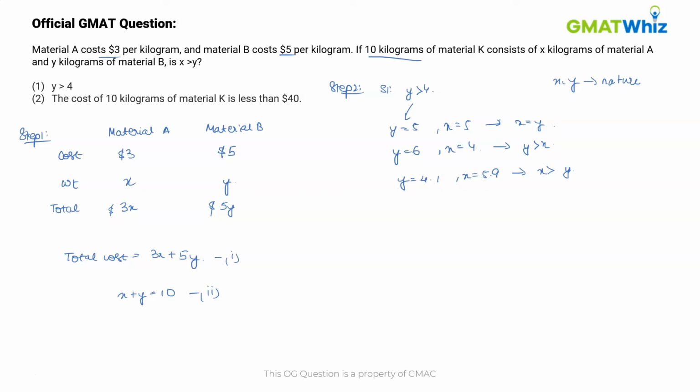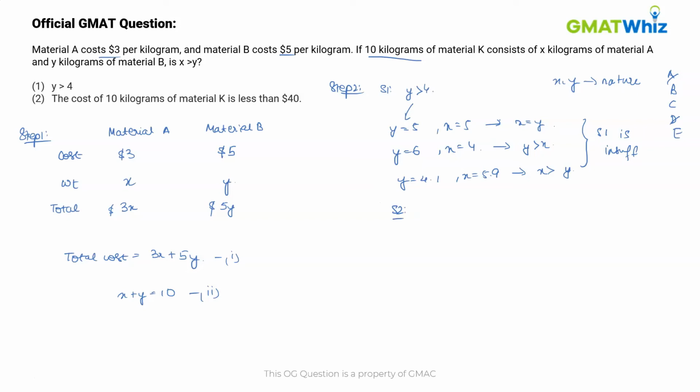Since we are getting contradictory answers from this statement, we say that statement 1 is insufficient. And from the given options, we eliminate options A and D. We now check the sufficiency of statement 2.